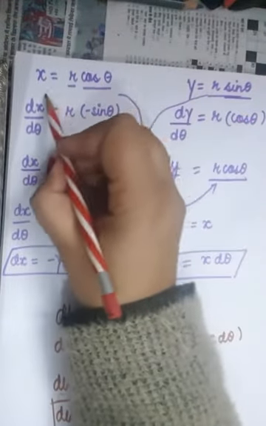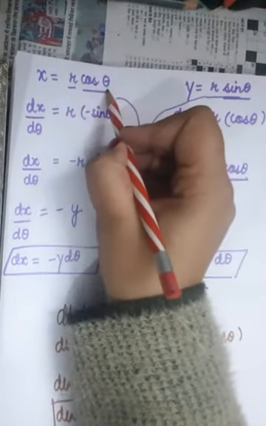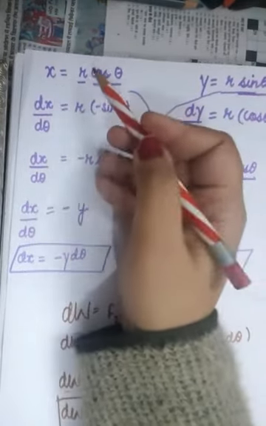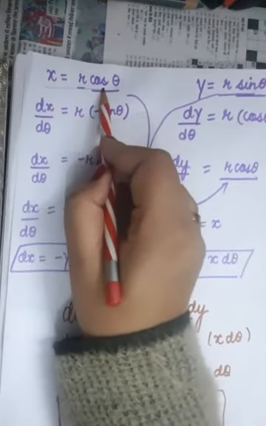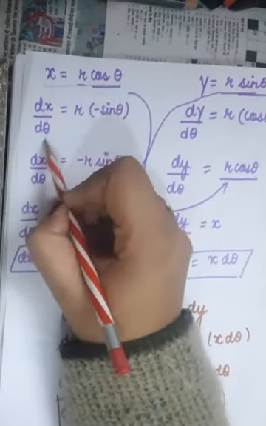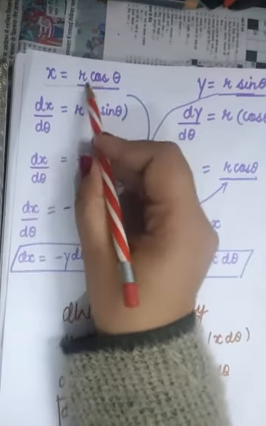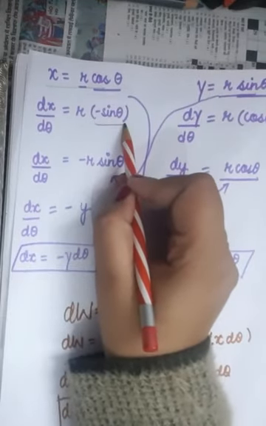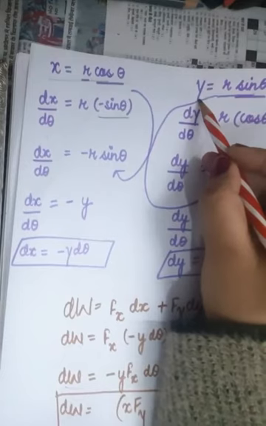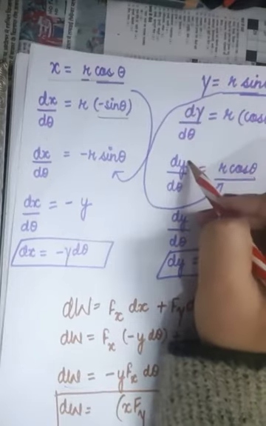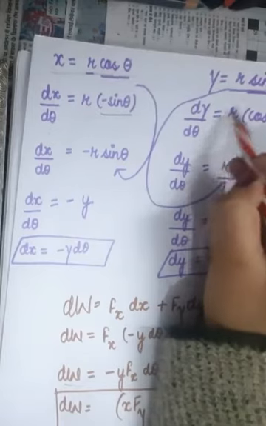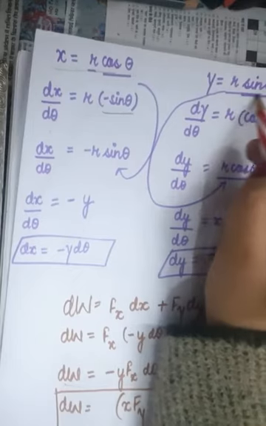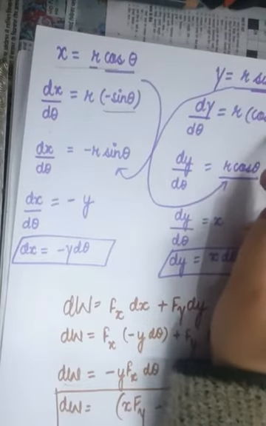Again the same thing I have written, x is equal to r cos theta, y is equal to r sin theta. So let's differentiate this expression with respect to theta. So dx by d theta: r as it is, and when you differentiate cos theta, that becomes minus sin theta, right? In the same way, if you differentiate y with respect to theta, dy by d theta equals r as it is, as it's a constant with respect to theta, and the differentiation of sin theta becomes cos theta. Perfectly fine.